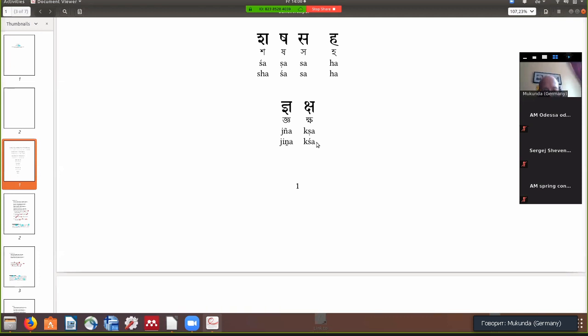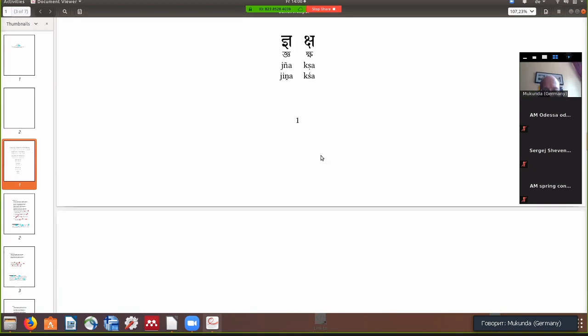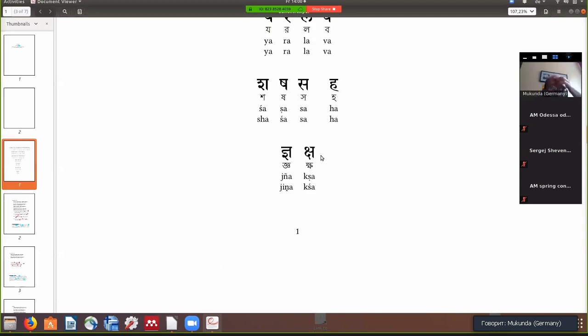But there are further ways of pronouncing them. Can you please repeat? There are other ways of pronouncing these 2 letters.